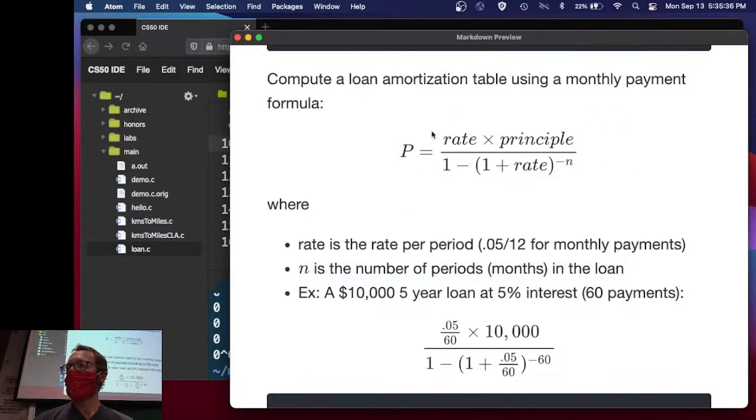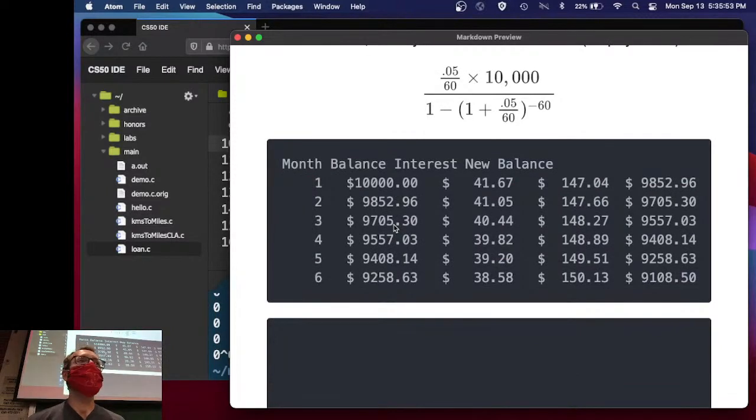Okay? Don't worry about where this formula comes from. It's from finance. Somebody else figured that out. That's not our focus, right? We're going to use that formula in our program here. And what we're going to do is produce a loan amortization table, something that looks like this.